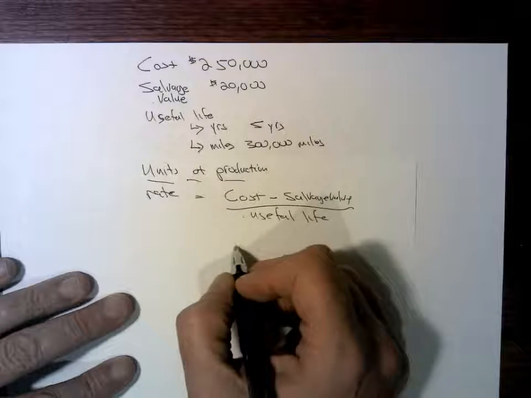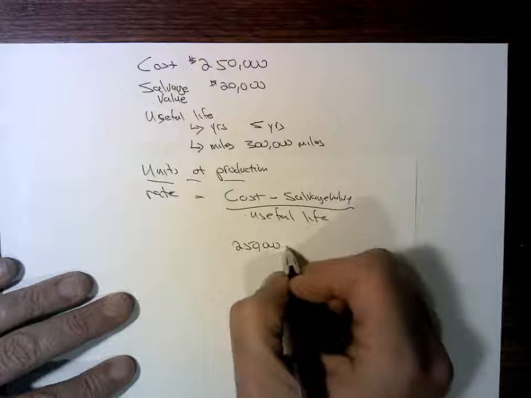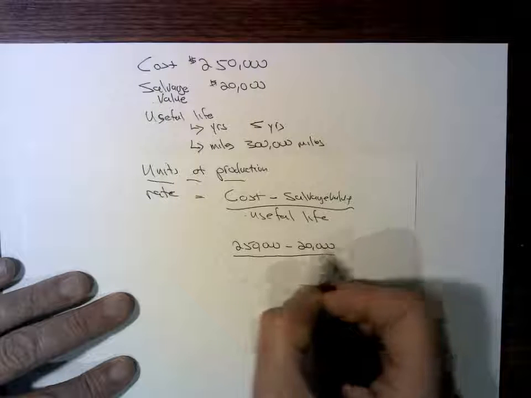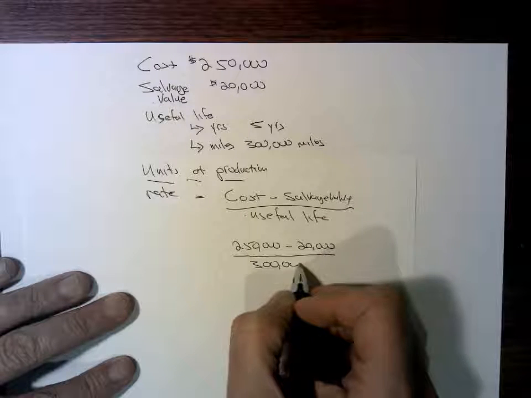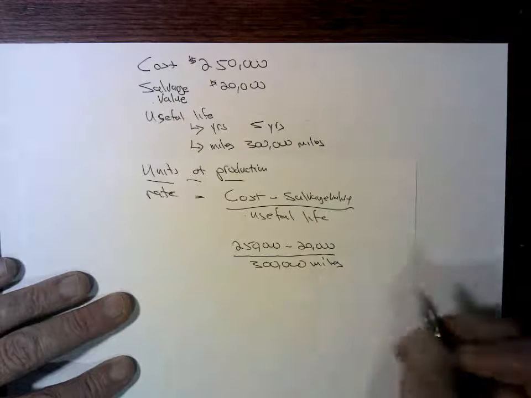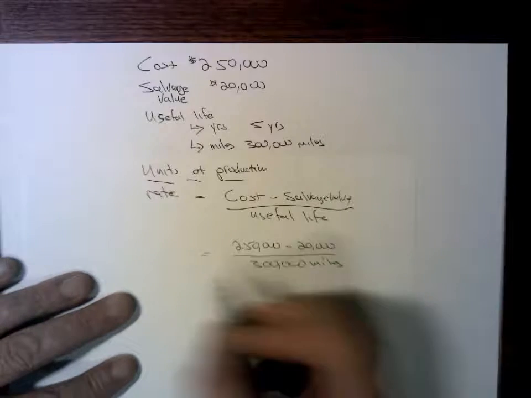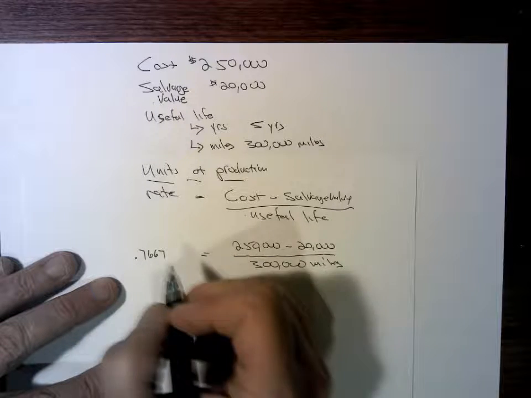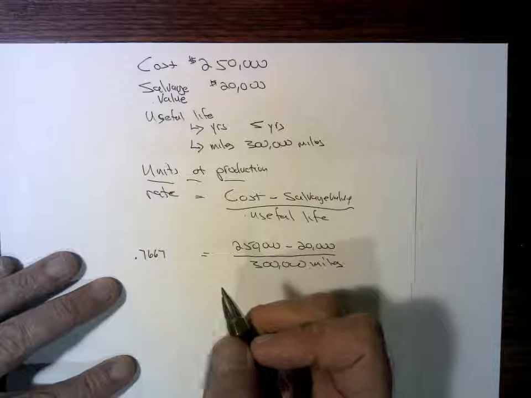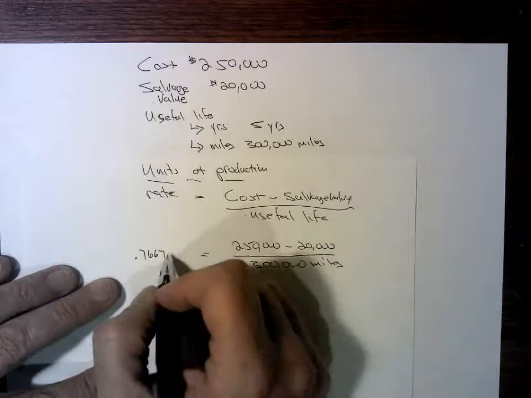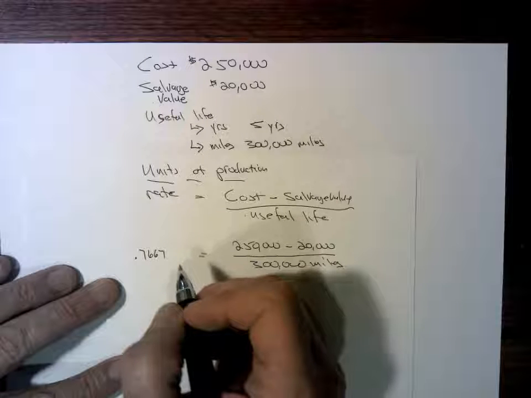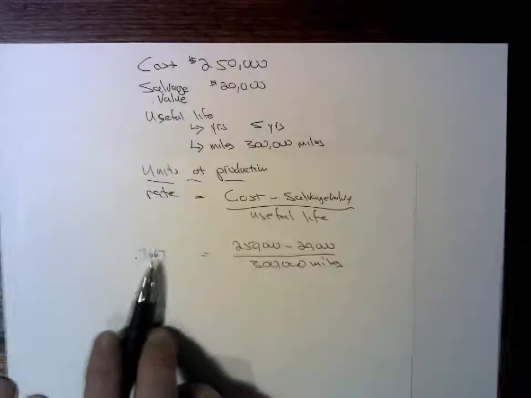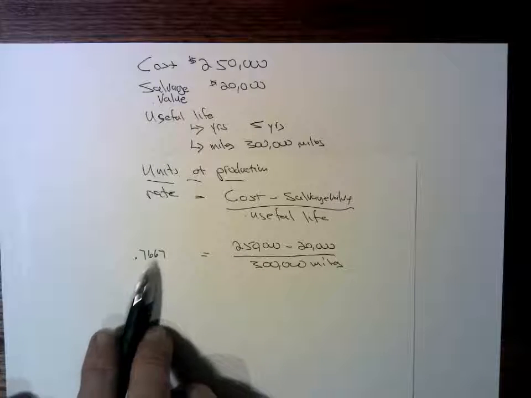So now our cost is what? $250,000. Salvage value is $20,000. So that's 230,000 over 300,000 miles, and we get a rate. If you do that math, this is kind of messy. This is a repeating decimal. It works out to 0.7667, or about $0.75 a mile. So every mile we drive it, we're going to depreciate it by that rate.